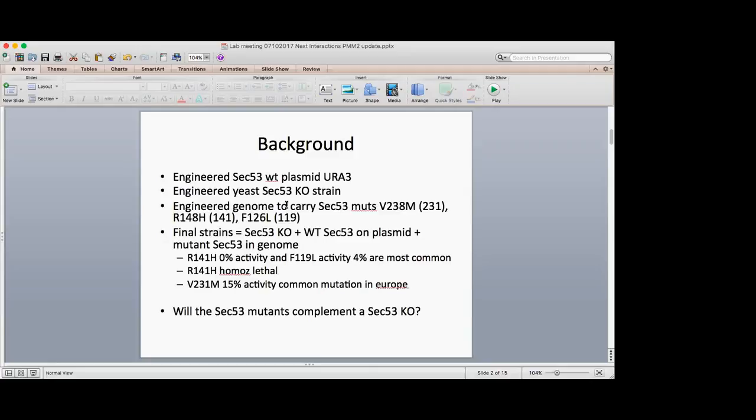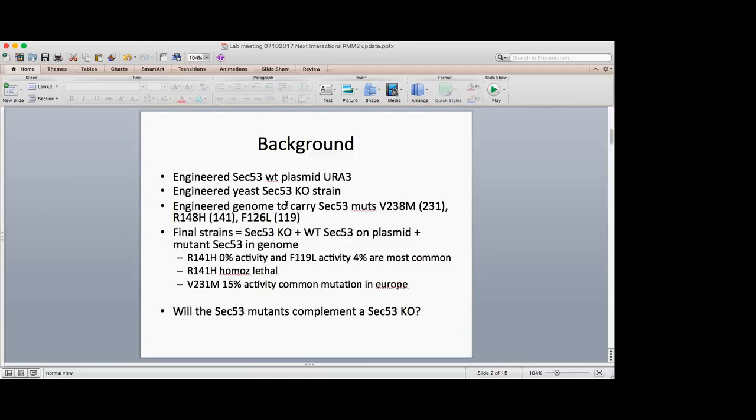R148H, or I guess here, we're actually showing you two sets of numbering schemes. The parentheses refer to the human PMM2 gene position. So for example, R141H is R148 in yeast. As long as you don't get tripped up on that, we picked three mutations. I'll just use the human numbering system: the V231M, the R141H, and the F119L.